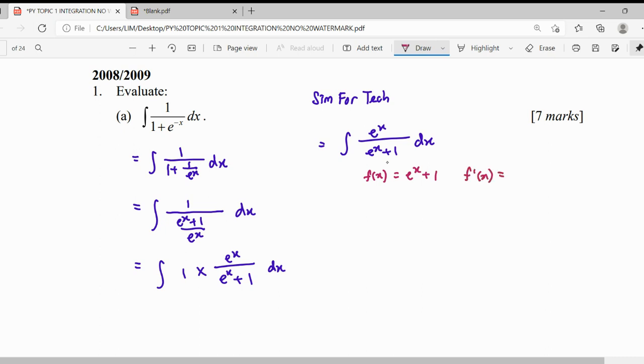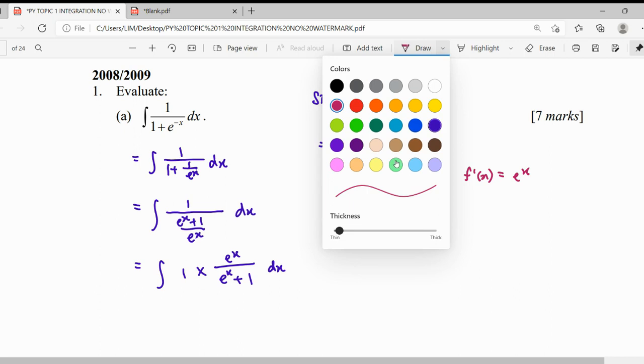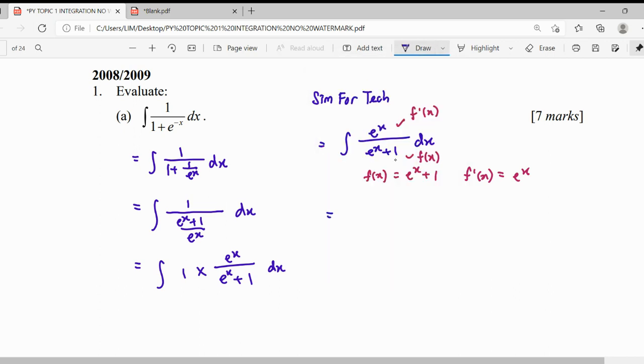When we differentiate it, differentiate e^x, salin balik soalan, copy back the question. Differentiate the power, it becomes 1. Differentiate the number, we get zero. So you can see our f prime x is here. Exactly, this is our f(x). So when we integrate f prime x over f(x), it comes back to our formula number 6.